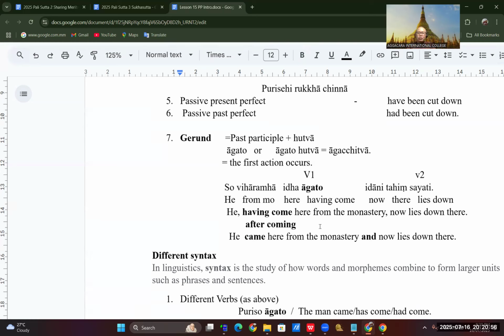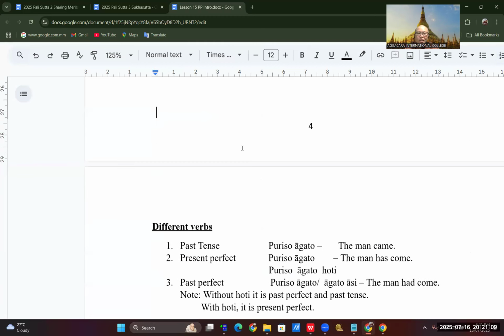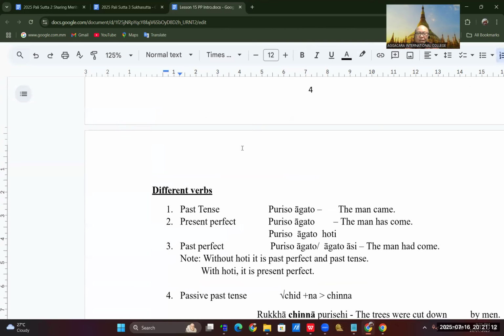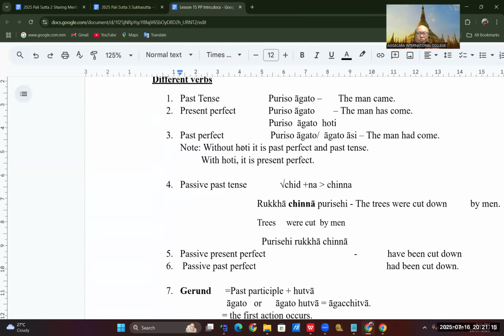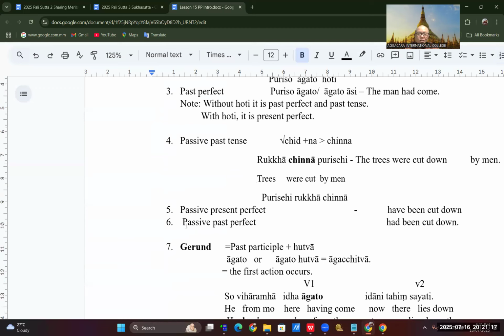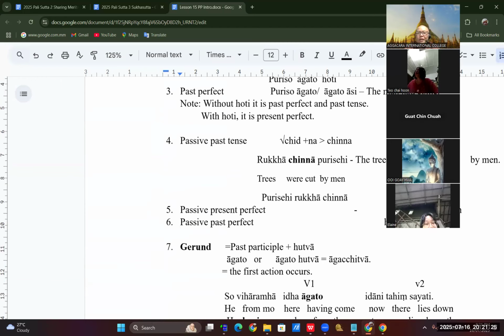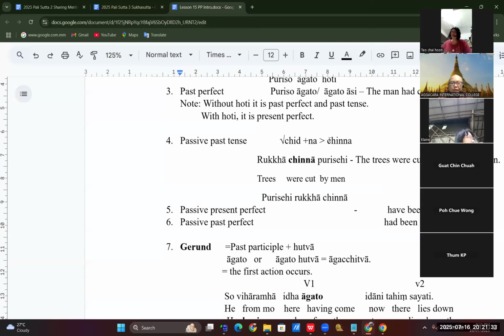Anyway, gerund means, in three senses, that the first action comes first. This agato implies it is verb one and sayati is verb two. So how many ways can we translate? Past tense, present perfect, past perfect, passive if it is a passive sentence, and also gerund. So the past participle has a big range. It's actually like tatagato, which is even a noun; you can use it as a noun. So have you printed out this one?